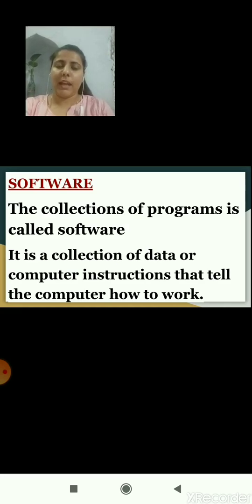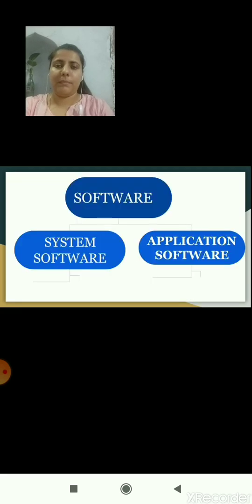Examples of some software: MS Word, MS PowerPoint, MS Excel, Windows 7, Windows 8, Windows 10, Linux, Unix, and many more. Now children, there are two types of software: system software and application software.